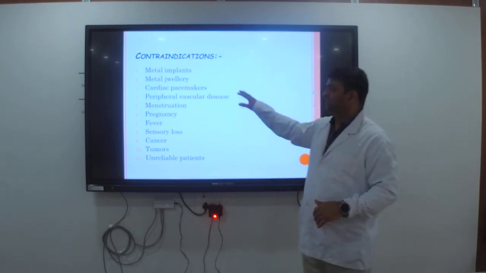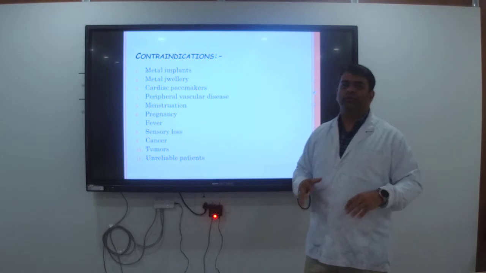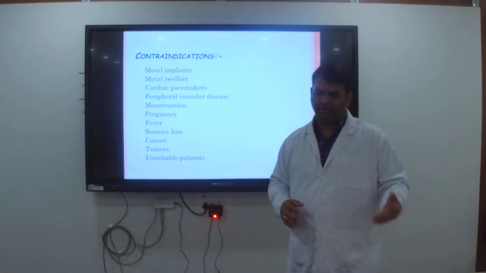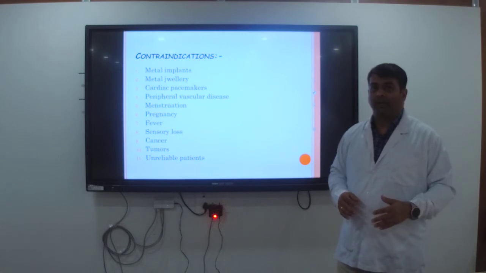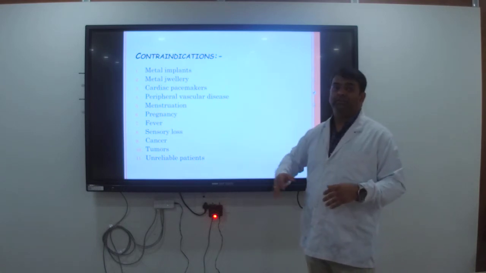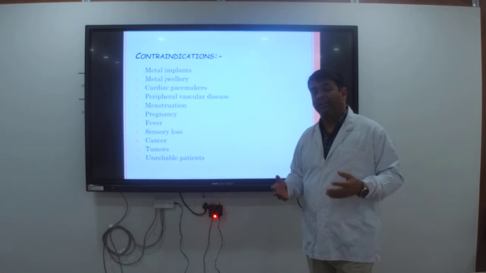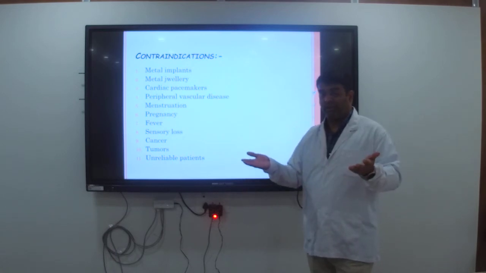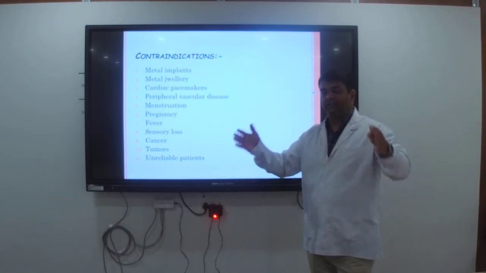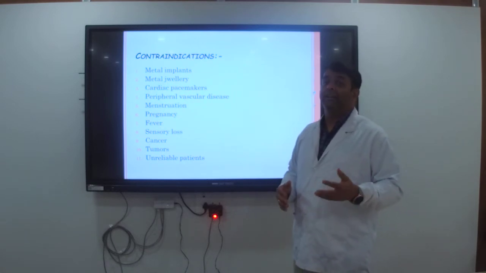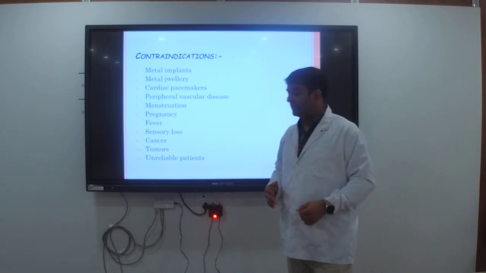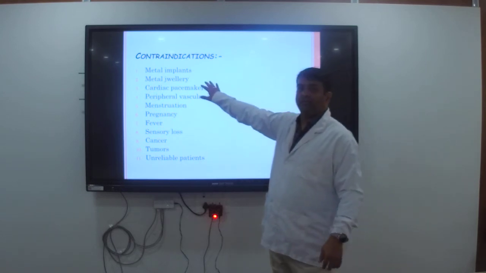Next is again metal jewelry. If there is jewelry on the patient, a female or male patient, you have to tell them to remove it. Why? Because metal can get heated up if it comes between this electromagnetic field. In some conditions, it can even give a shock current to the patient. So you have to avoid metal jewelry.